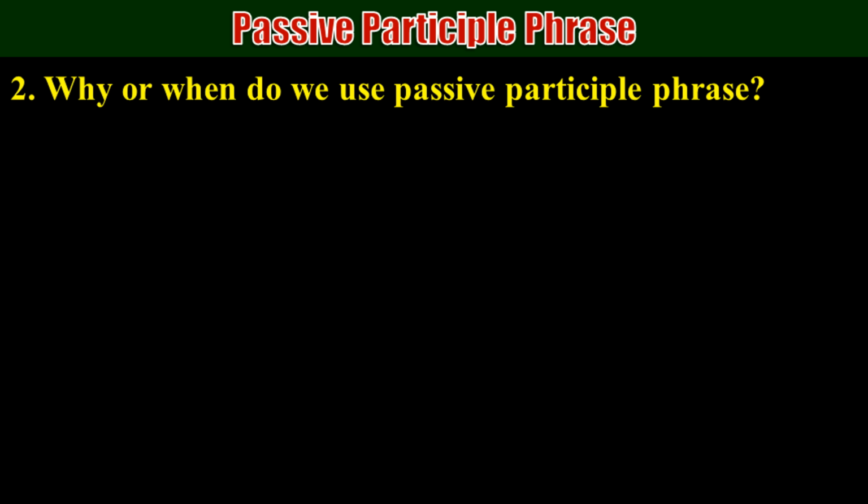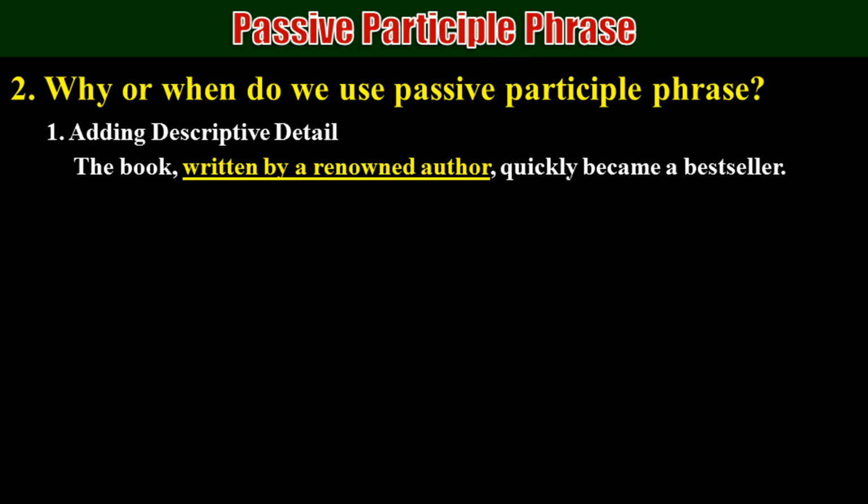Uses of passive participle phrases. Well, let's continue answering question number 2. Why or when do we use passive participle phrases? Using passive participle phrases in writing can enhance clarity, conciseness, and variety. Here are several reasons why writers or speakers might choose to use passive participle phrases. 1. Adding descriptive detail. Passive participle phrases can provide additional information about a noun without creating a separate sentence, making writing more descriptive and informative. Example: the book, written by a renowned author, quickly became a bestseller. Here, written by a renowned author gives extra information about the book.